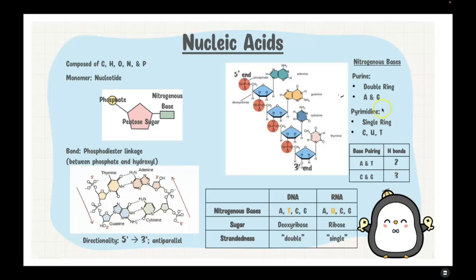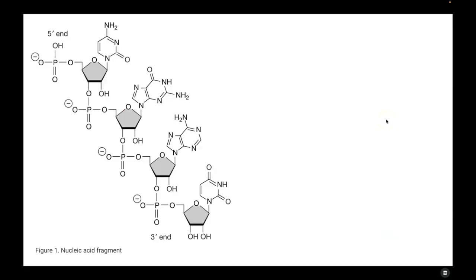All right. And so adenine and guanine are called purines, and so they have double rings. So you can see right here they have 2 rings. And cytosine, uracil, and thymine are called pyrimidines, and so they're single rings. So you can see 1 single ring, which makes up the base.